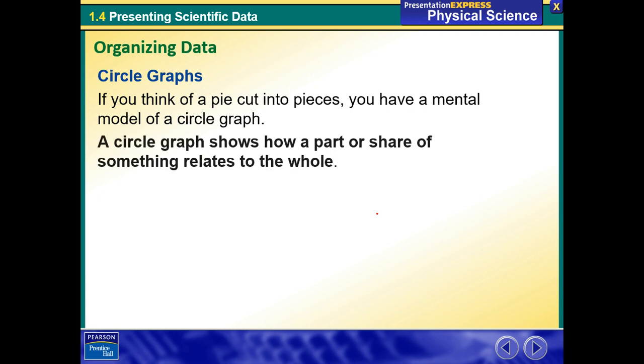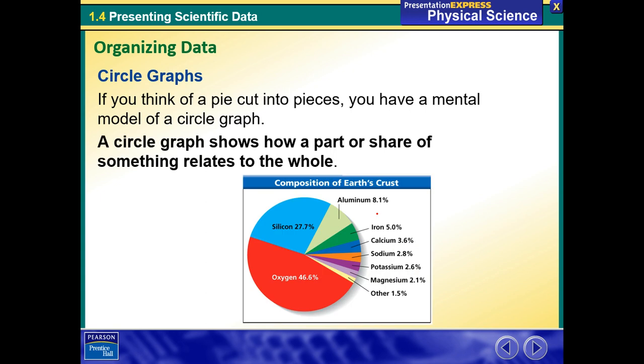And the last one to talk about is a circle graph. So if you think about a pie cut into pieces, you have a mental image of what a circle graph looks like. A circle graph shows how part of a share of something relates to the whole. So if we're looking at the whole picture and we want to just zoom in on a tiny part. For example, just like any graph, this one has a title to know what we're looking at. We're looking at the composition of the Earth's crust. So as a whole, what is the Earth's crust made up of? And then we can focus on the individual parts, hence a pie graph.